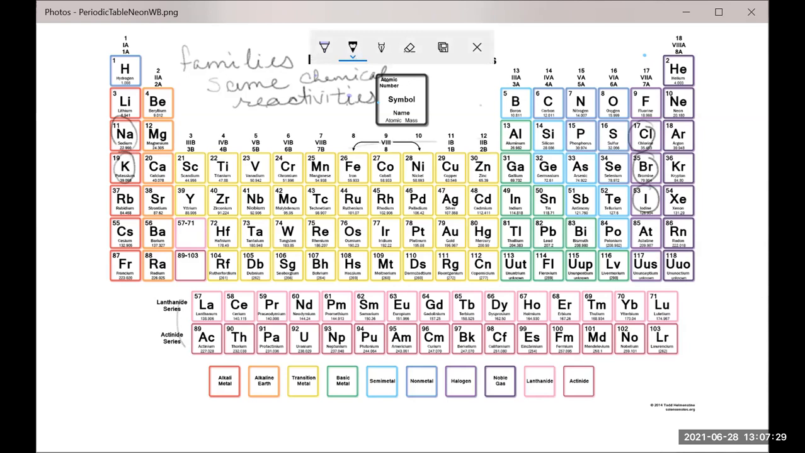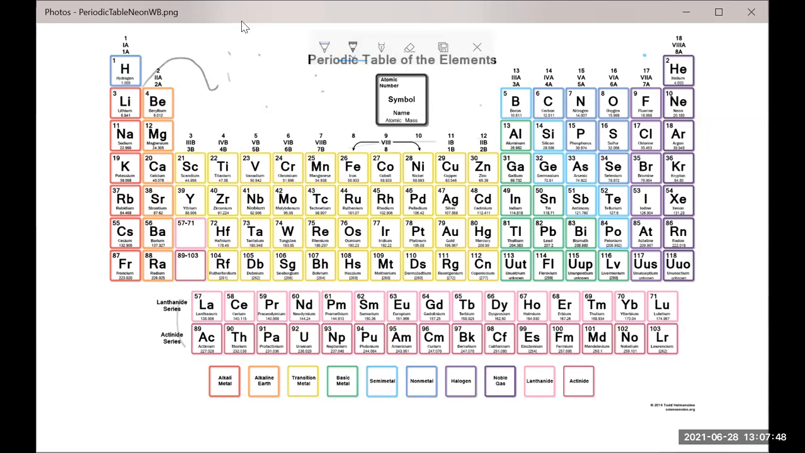Okay, so let's go through and name these families. There are some that are often encountered and common enough that we have names for them. Starting with lithium, these 1A metals are also known as alkali metals. Alkali means base. So why are they called alkali metals?